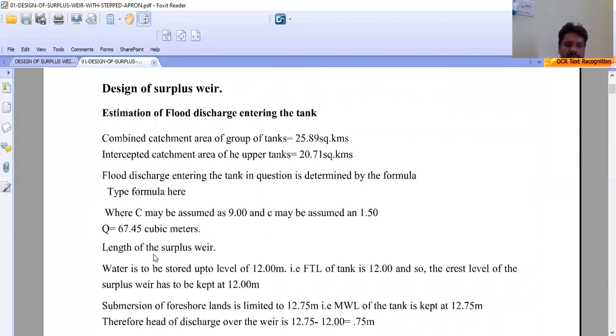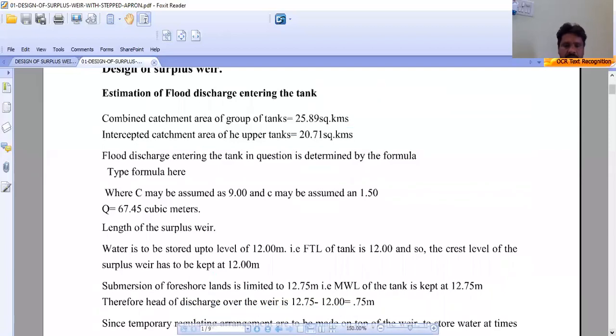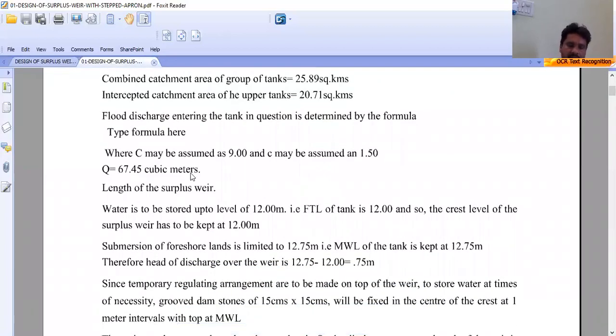Okay. Now how to find the length of this weir? We know what discharge is coming there. Now we have to find what length of the weir to cut off. The length of the surplus weir can be calculated. It is already given in the question that the water storage is up to FTL level. FTL is 12 meter, already given, and this is nothing but the tank. FTL level is nothing but the maximum water stored level, right? So next, crest level is given. The crest level and FTL level are both the same.